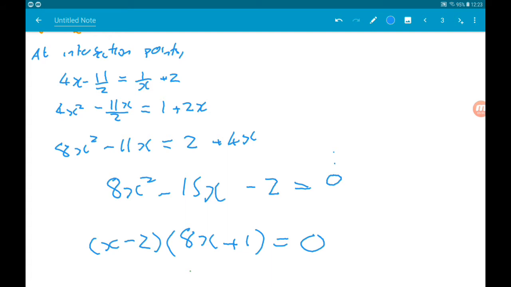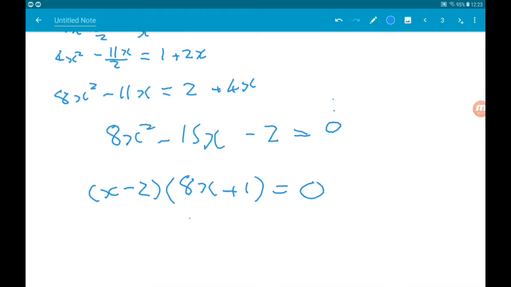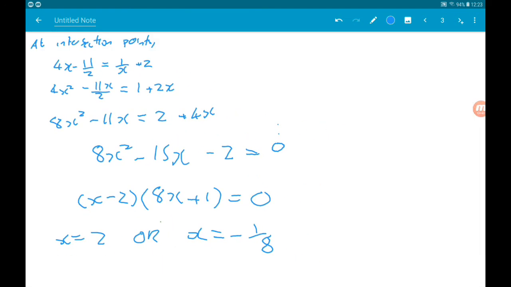So let's check that. 8x times x is 8x squared. 8x times minus 2 is minus 16x. 1 times x is 1x. That gives us our minus 15x. And then we got a minus 2 at the end. So, from that, x is positive 2, which we knew. Or, well, 8x add 1 is equal to 0, so x is minus 1/8. So that's the one that we are interested in.